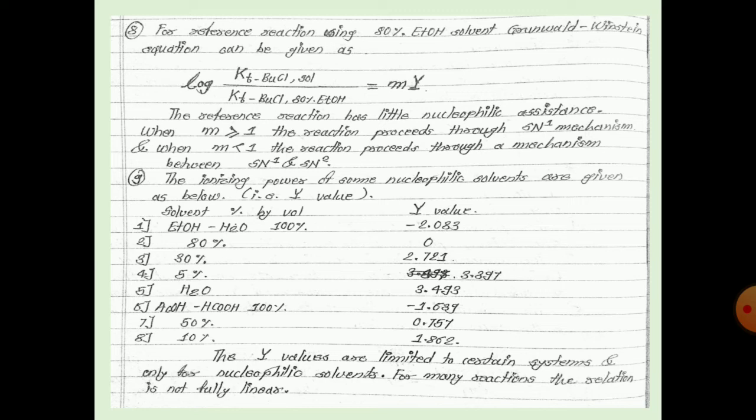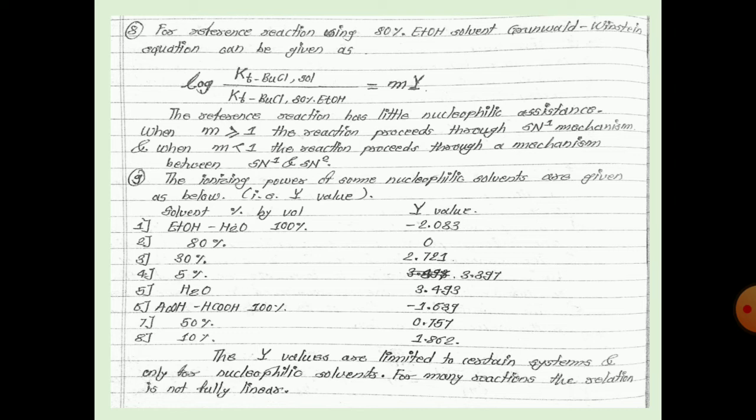The ionizing power of some nucleophilic solvents are given below. Some ionizing power values are given as solvent percentage by volume and Y value. EtOH and H2O 100% is minus 2.033, 80% is 0, 30% is 2.721, then 5% is 3.397, then H2O is 3.493, then AcOH 100% is minus 1.639, then 50% is 0.757 and 10% is 1.8632.